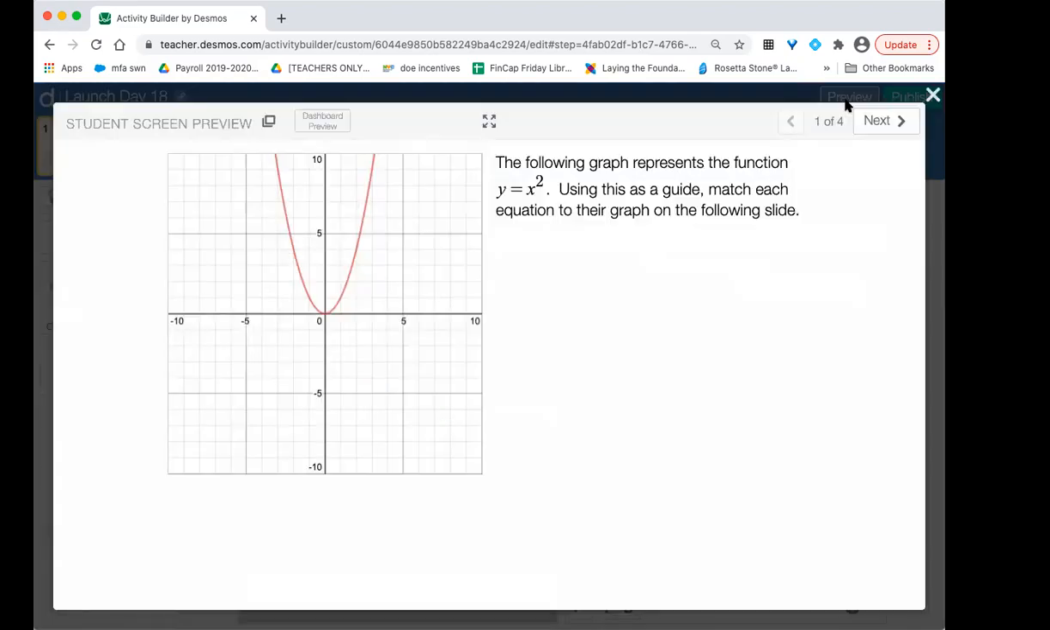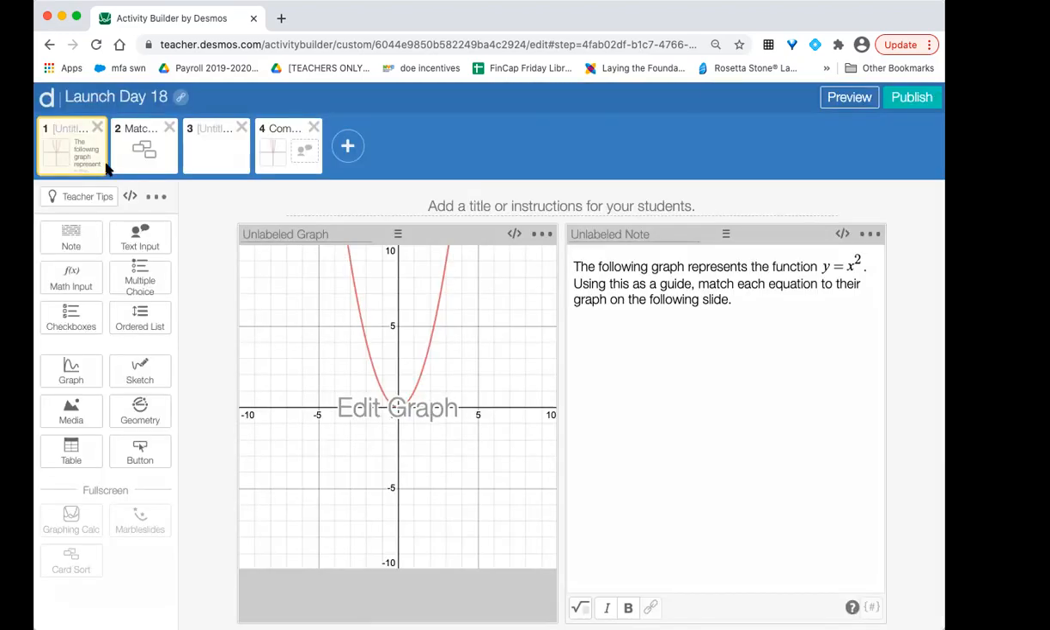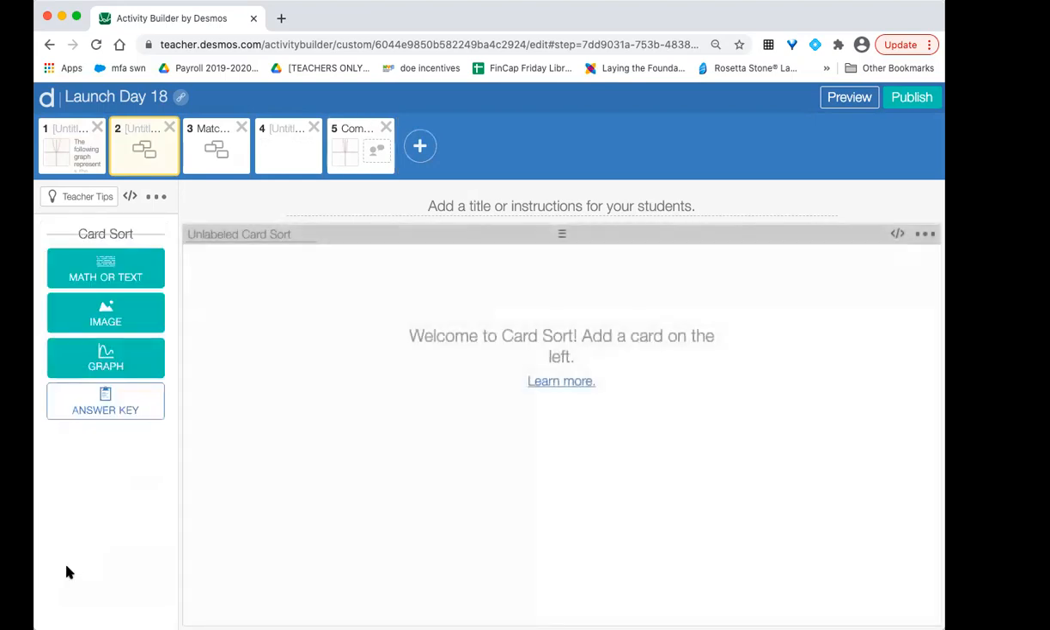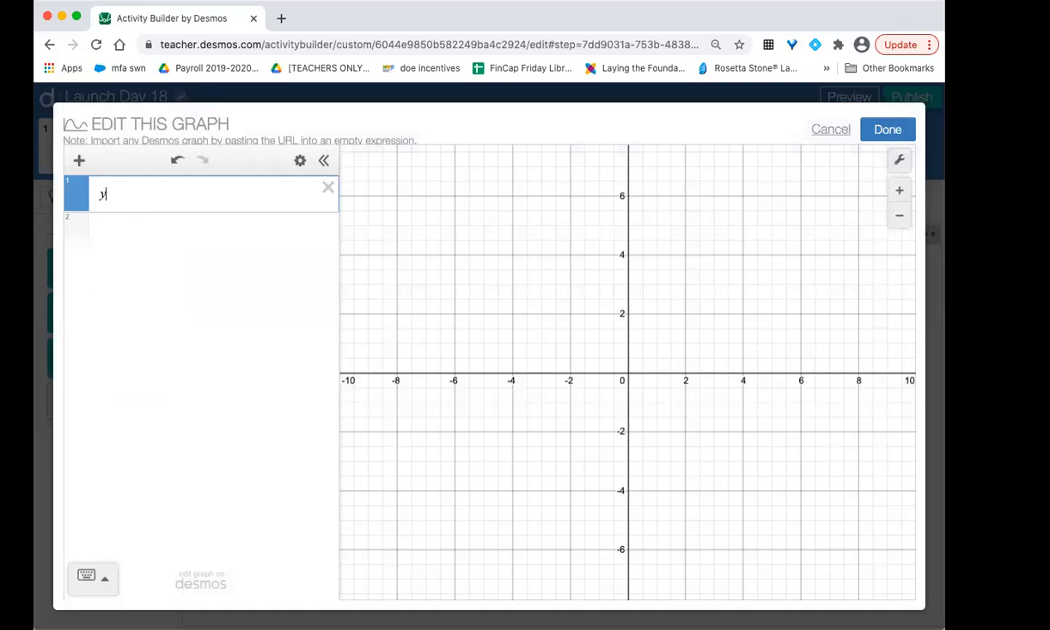Just a reminder, when you click preview, you'll be able to see exactly what the students will see. For this activity, I highly recommend doing a quick card sort. This card sort is a little bit easier to make because you don't need to drag any images in. Once you've clicked card sort, you'll notice that you've got three options. If you click graph, you can literally just write in the equation that you want to have as part of this warm-up.